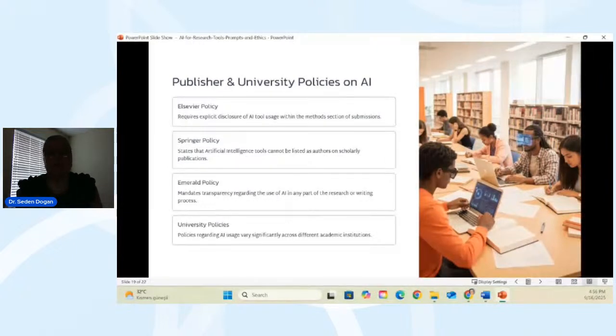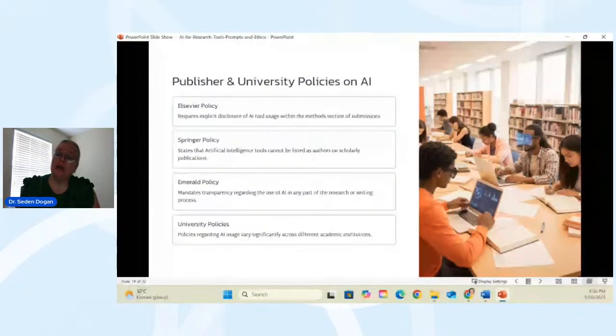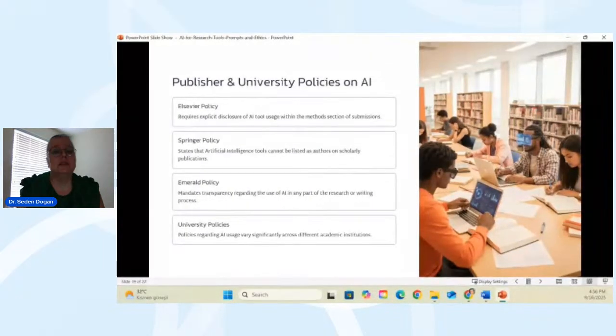So let me give you a practical tip. Start building a habit of writing down your AI use as you go. I mean, keep a line in your research journal like, I used Cite AI to check citation context for 5 articles on September 16. So later, when you are drafting your methods, you can just go back and you will have a clear record.